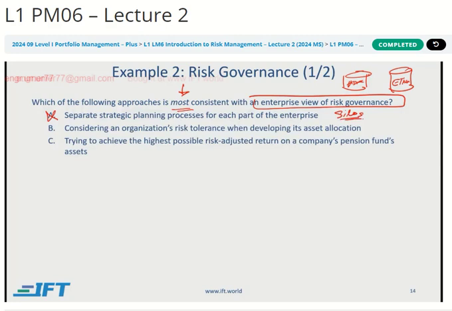What about B? Considering an organization's risk tolerance when developing its asset allocation. That sounds pretty good, right?